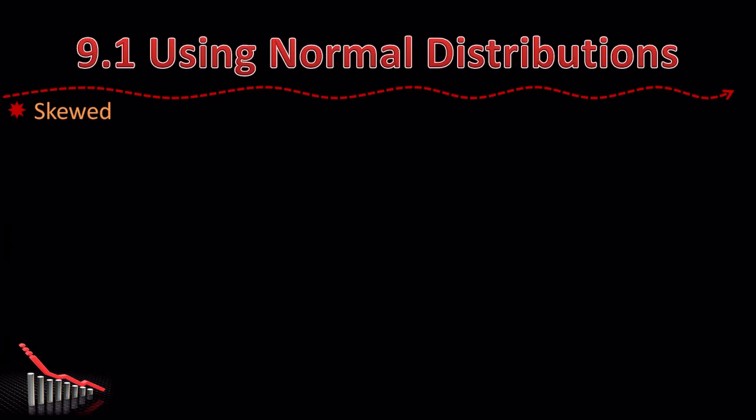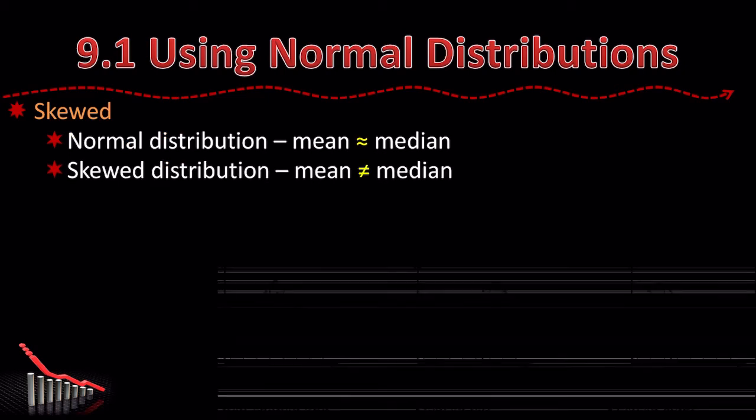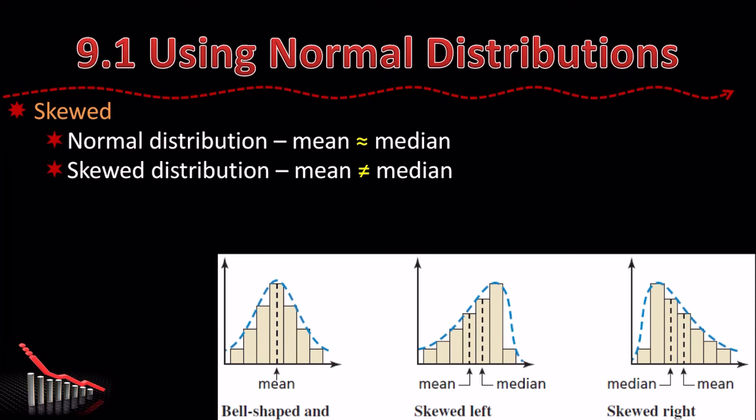All right, distributions aren't always normal. They could be bell-shaped-ish, but not quite. In a normal distribution, the mean and the median are essentially equal to each other. In a skewed distribution, they're not equal to each other. If the mean is less than the median, it is skewed left, meaning the mean is to the left of the median. I know if you look at the graph, the bump is to the right, so you'll just kind of have to remember that.